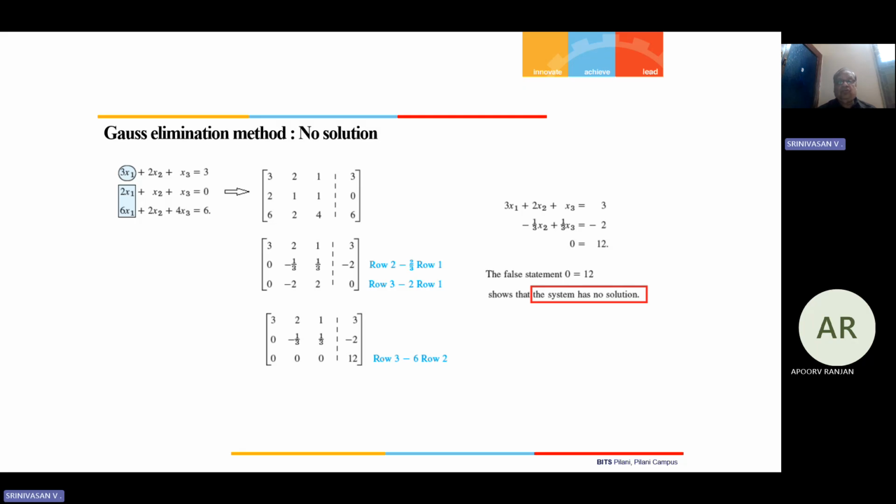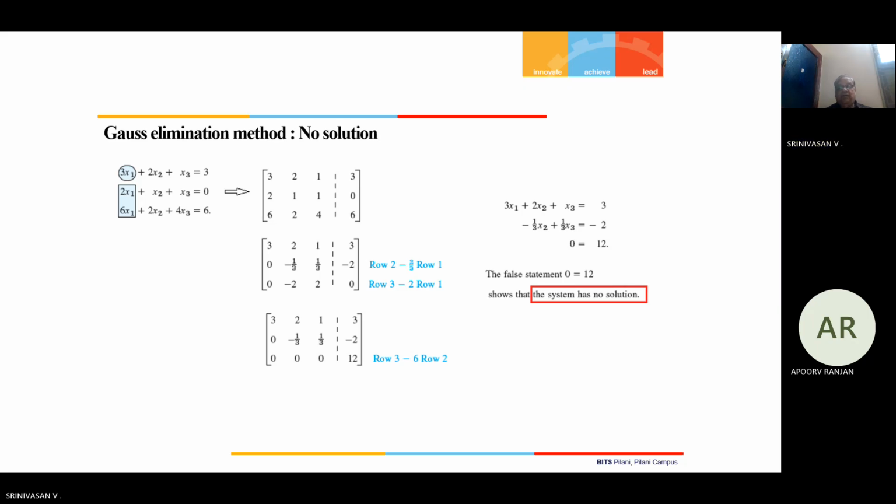The equations are 3x1 plus 2x2 plus x3 equal to 3; minus 1 by 3 x2 plus 1 by 3 x3 equal to minus 2; and 0 x3 equal to 12. So by just looking at this, don't jump to the conclusion that z equal to 0, that is x3 equal to 0. No, the coefficient of the variable itself is not there. It means there is no solution. That's the meaning.